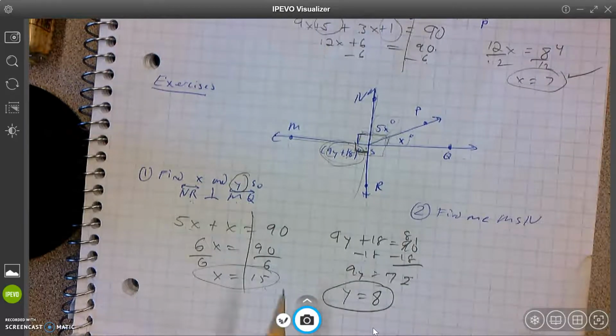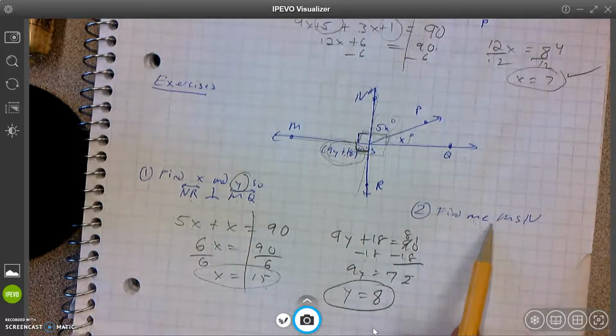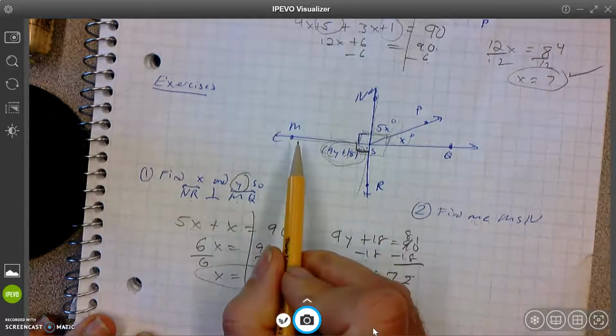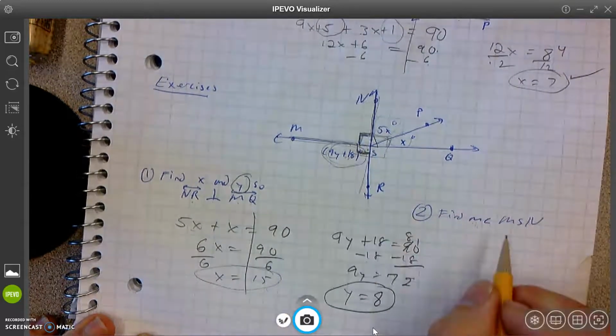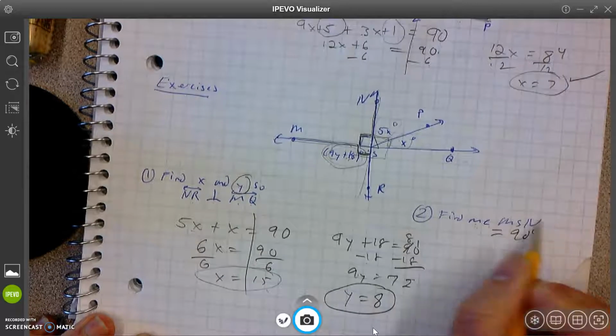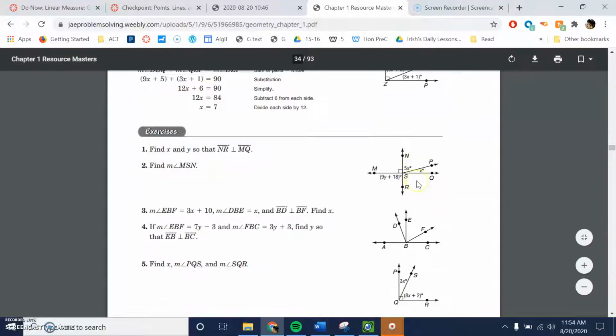Okay. So we got 1. Number 2, find the measure, which means in degrees, of angle MSN. Okay. Trace it. MSN. Oop, that's got that little step. That's how many degrees? 90 degrees. Easy. Nice. Okay, let's keep going. Let's do another example or so.